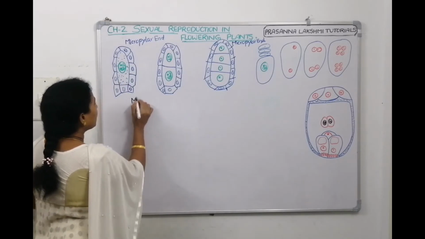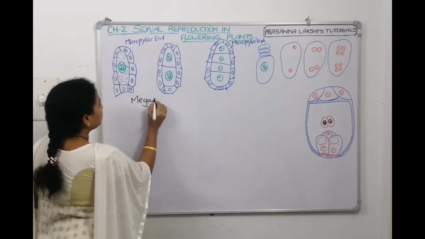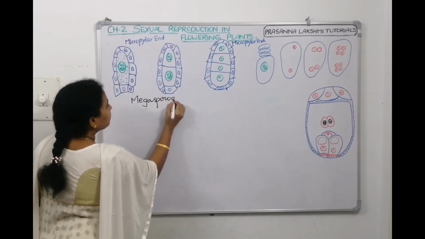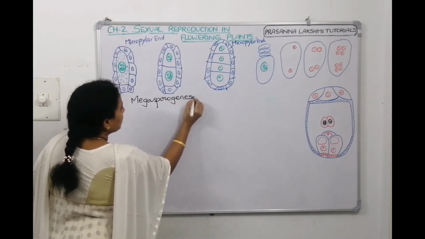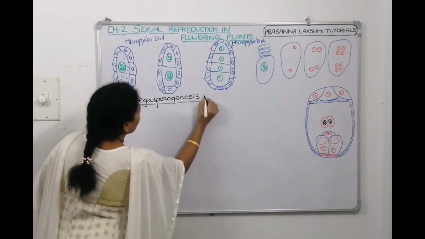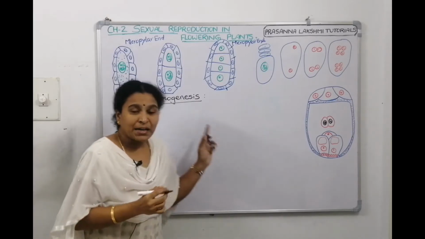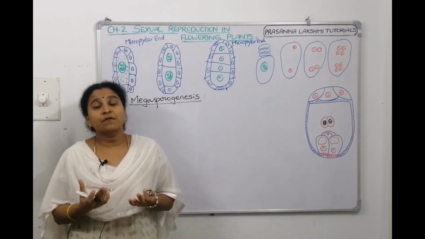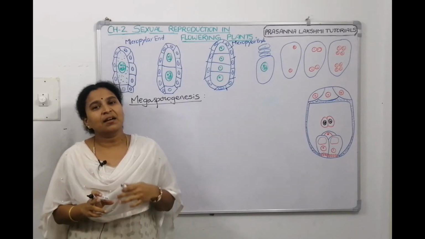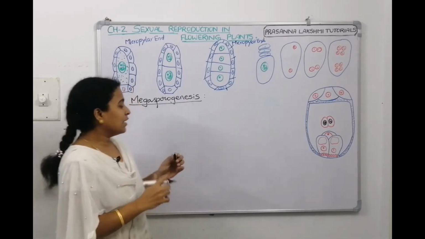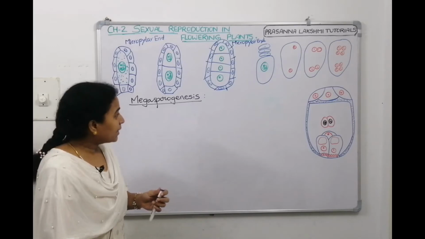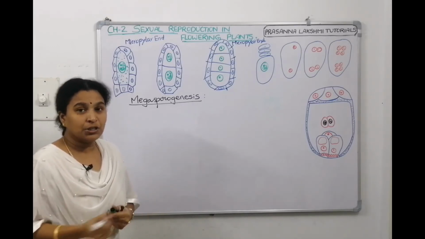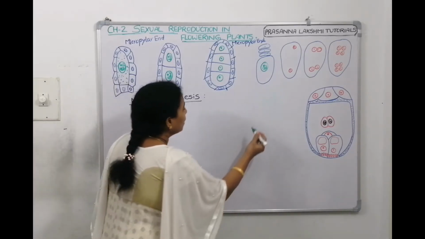We will see what is megasporogenesis, right? Now, what does megasporogenesis mean? It is the formation of megaspores from megaspore mother cell by meiotic division. Now, if you recollect the diagram of the megasporangium or the ovule, right?